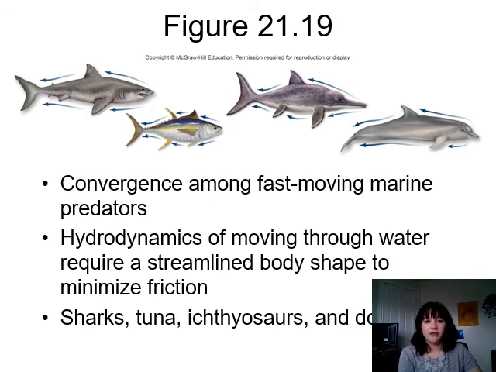Another example, if you think about marine life, right? Swimming through water, there's certain traits that are just going to be beneficial, right? So it doesn't matter whether this fish or aquatic organism is found near the North Pole or in the Caribbean. Certain traits are just going to be commonly found because it makes sense, such as having a streamlined body shape. Right? So sharks, tunas, the now extinct ichthyosaurs, right, and dolphins all have this common shape. They all evolved separately the same feature of the streamlined body shape.